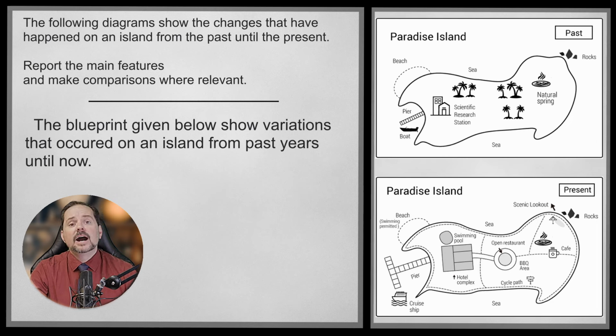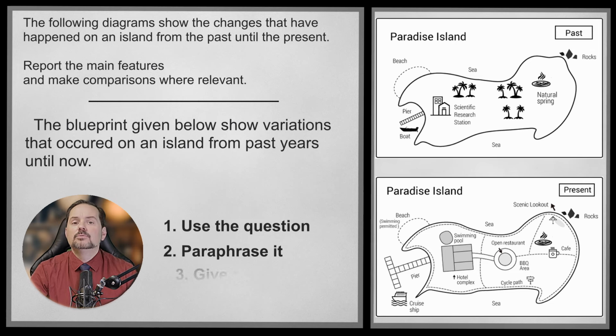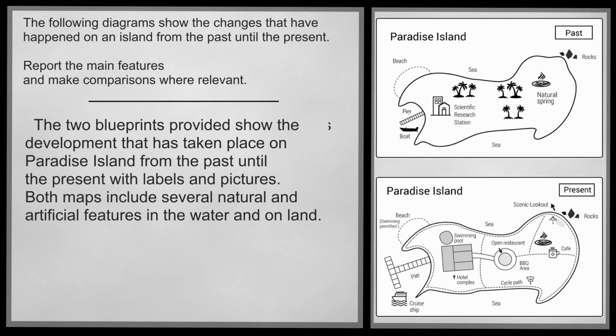In order to get higher band scores, you have to use the question, paraphrase it, and give more details using the diagram. The 2 blueprints provided show the development that has taken place on Paradise Island from the past until the present with labels and pictures. Both maps include several natural and artificial features in the water and on land.